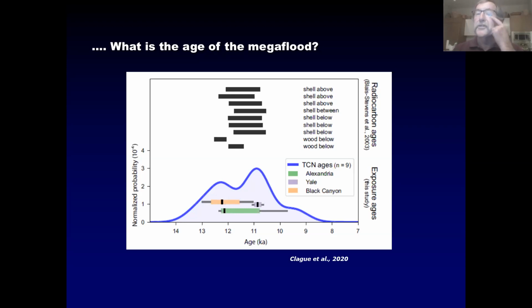There are some differences, but again, if you compare the vertical position of the TCN ages at the bottom with the radiocarbon ages at the top, it leaves you pretty convinced not only that the Saanich Inlet flood beds are indeed a product of an outburst flood, but that they're the same age as the flood landforms that we see in the Fraser Canyon.